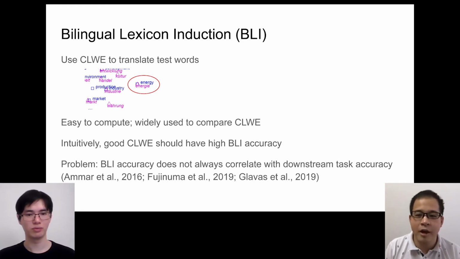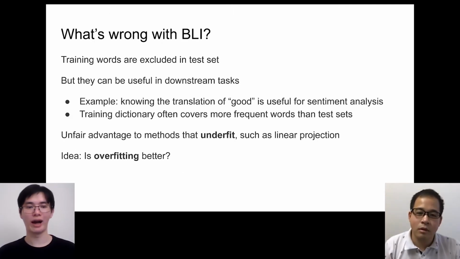I wonder why that might be. I might know why. You see, BLI accuracy only rewards you for getting the test words right. It doesn't matter what you do on the training set. So what? That's how the test set works. But the training dictionary might cover words that are useful in other downstream tasks. For example, if the word good is in the training dictionary, then knowing its translation is useful for multilingual sentiment analysis.